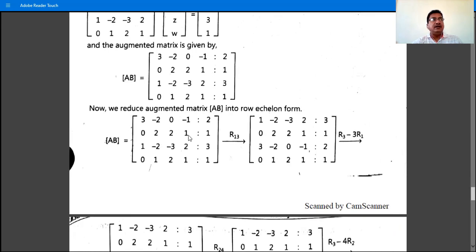So there are three types of elementary row transformations. By using those three elementary row transformations, reduce the augmented matrix to row echelon form. So this is the matrix AB.